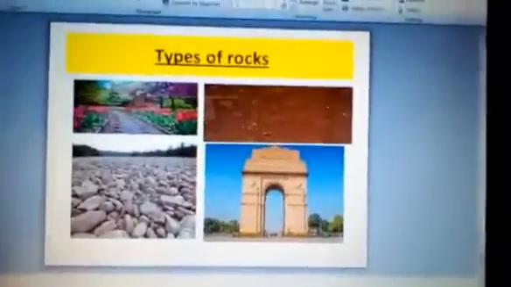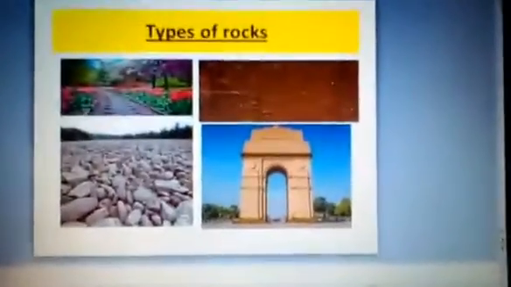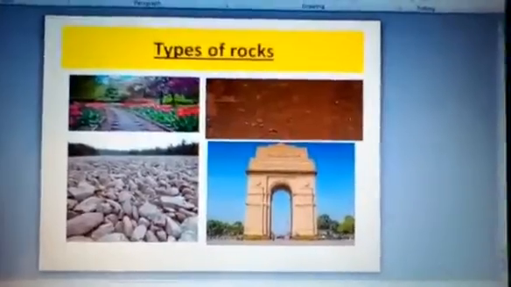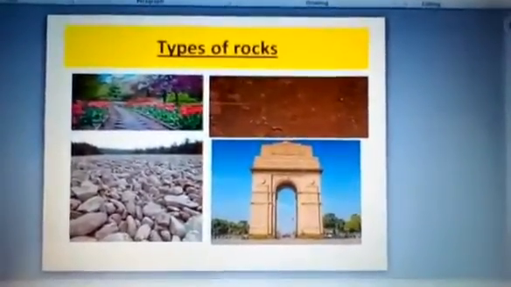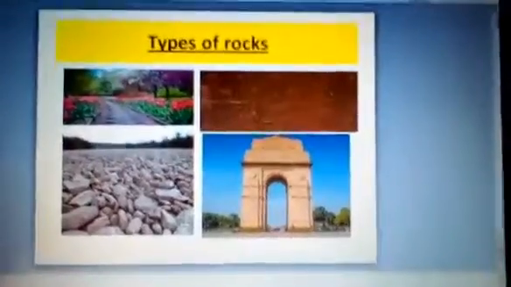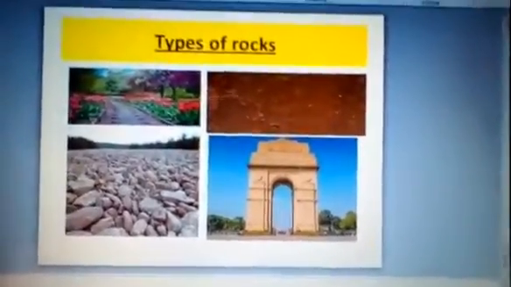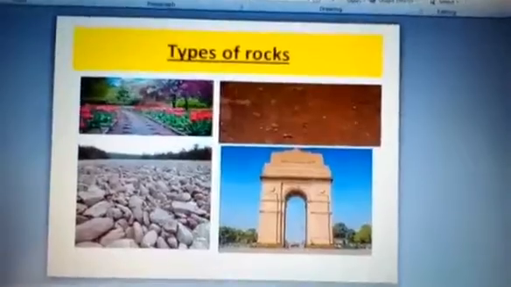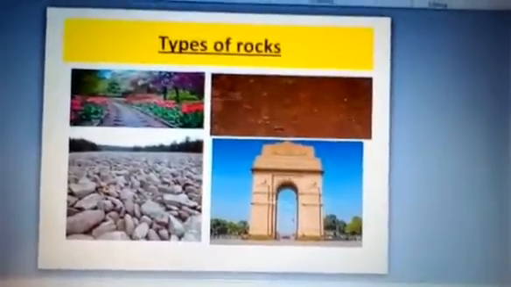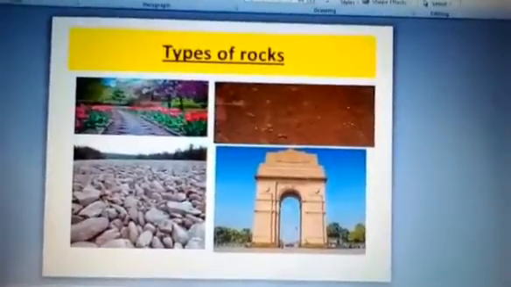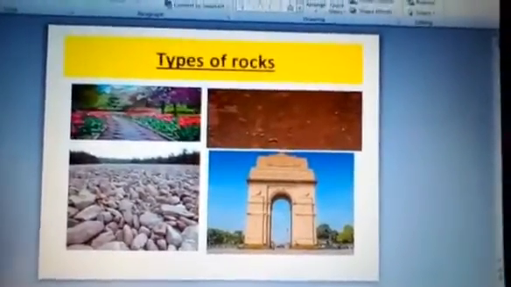Good afternoon, children. Today we are starting with the chapter Types of Rocks. Rocks are all around us. We see them on the streets, roads, fields, playground, kitchen, garden. Every building around us is made up of rocks. Even the pencil lead, the chalk, the bricks that we see all around us are all forms of rocks.